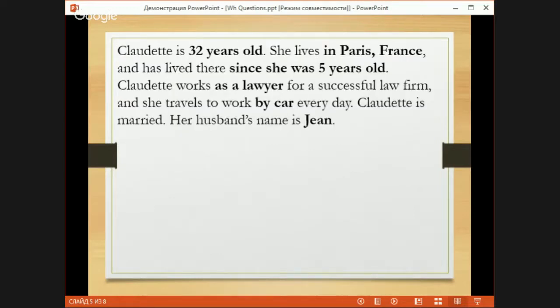Let's look at the next task. Here we have a story about Claudette. The words that are highlighted, that are bold, you have to create questions about them. And after that, I will show you the answers. This is only half of the story, another half will be a little bit later. Again, you've got a minute, I think it's easy, and after that we will check.